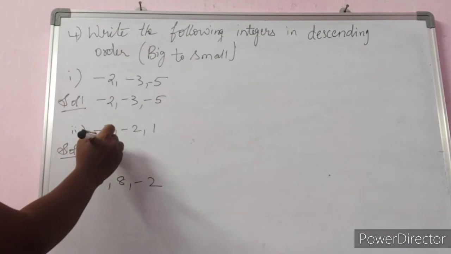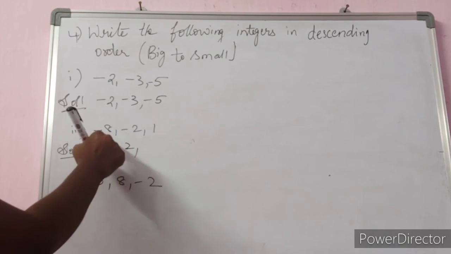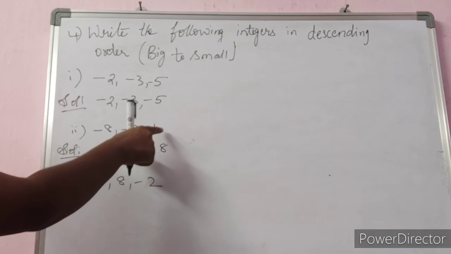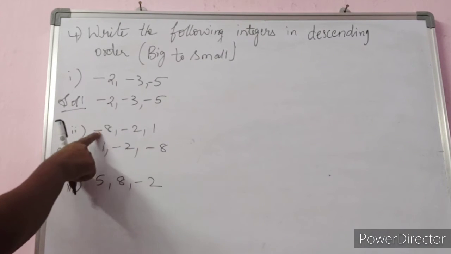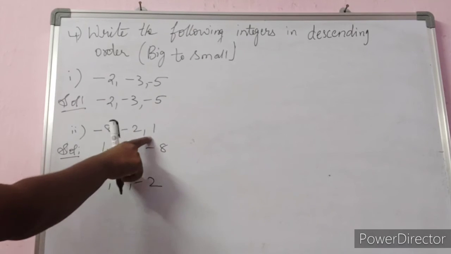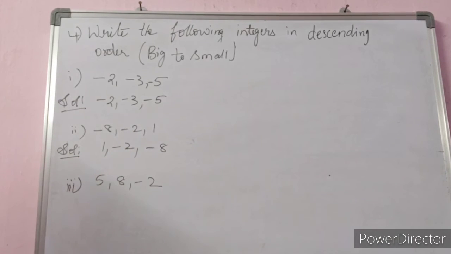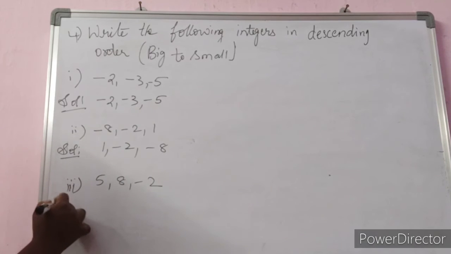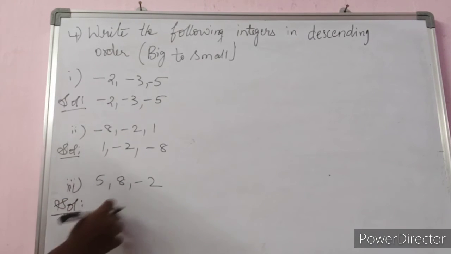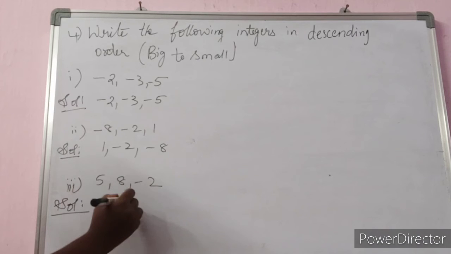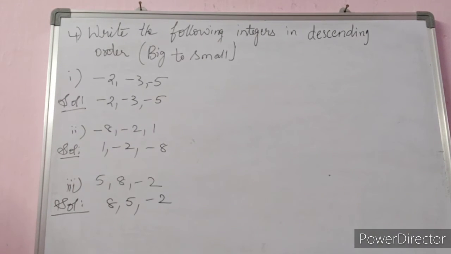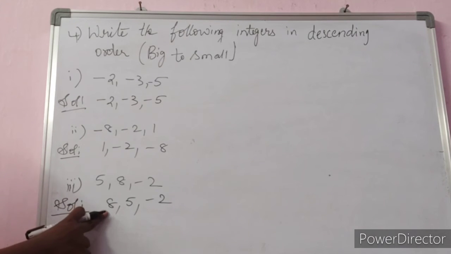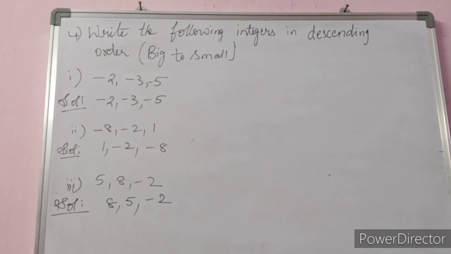Now this is 1, then -2, then -8. 1 is the biggest among all these. Don't be confused, this is -8. So -8 is the smallest number among all these. So 1, -2 and -8. Here the solution: 8 is the biggest number. After 8, 5 is the biggest number. Then -2 is the last smallest number. So 8 is the biggest number among these and -2 is the smallest.